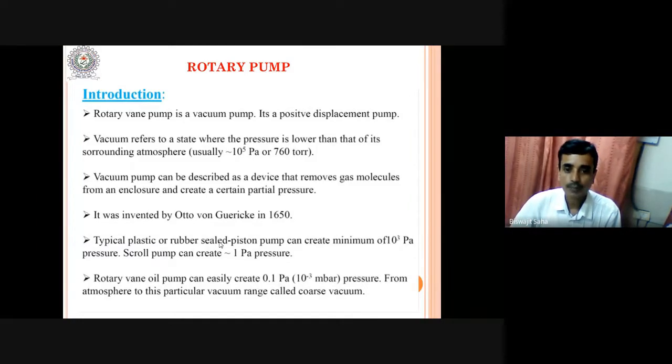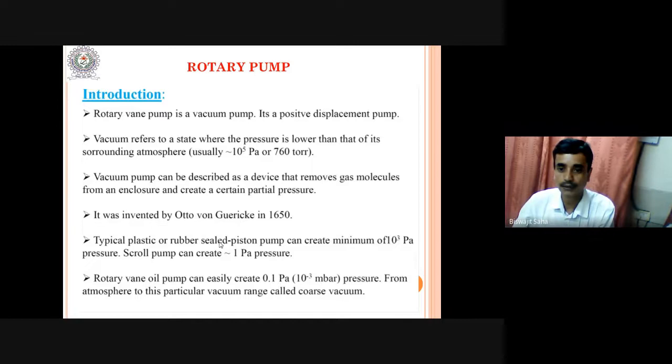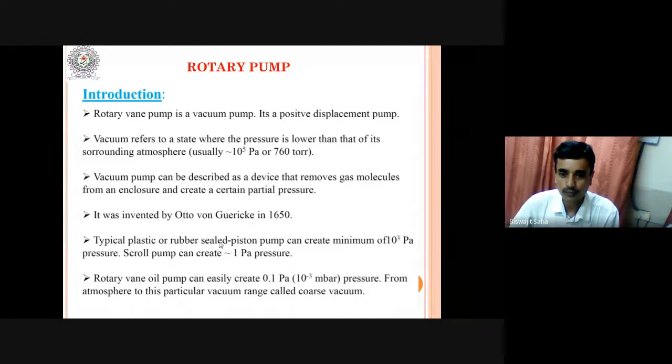The rotary pump is a vacuum pump, and it is a positive displacement pump, as already mentioned, because it can displace the gas molecules from one volume to another volume and exhaust it to the open atmosphere. The vacuum that can be obtained by the rotary pump is usually about 10 to the power 5 Pascal or 760 torr.